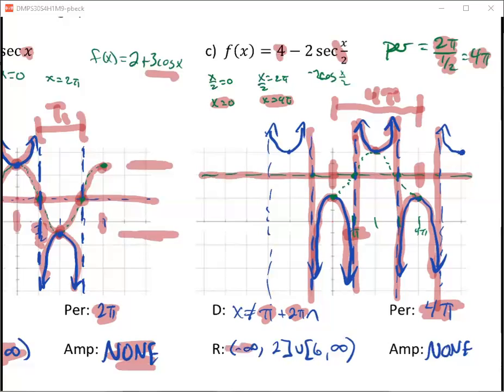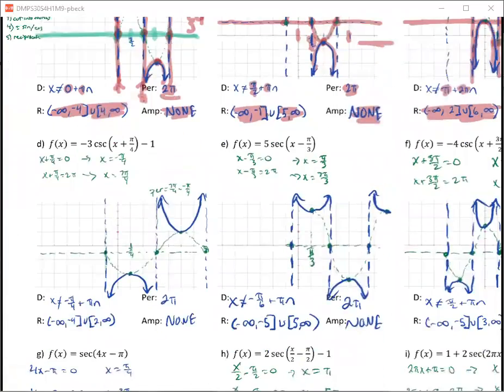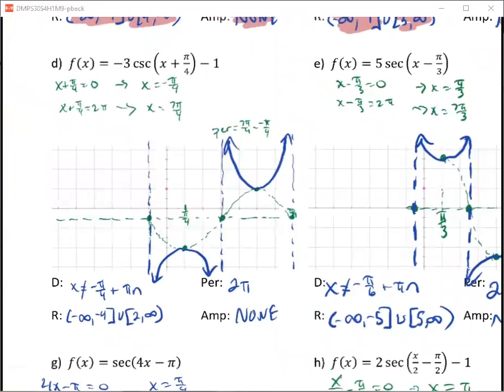So I apologize for jumping over that. But anyway, our range we can see on the graph goes up to the positive value of 2, and then from 6 to infinity. And of course, no amplitude. Continuing on, first thing that I'm going to look for is what is my vertical shift? Vertical shift is down 1.